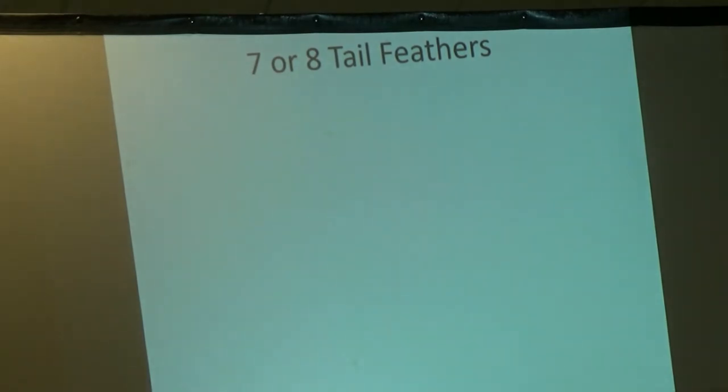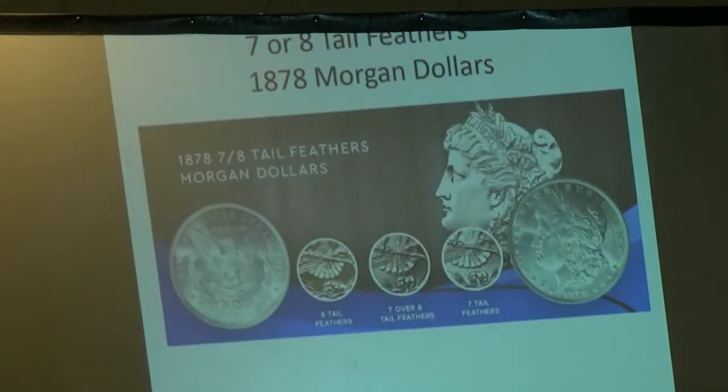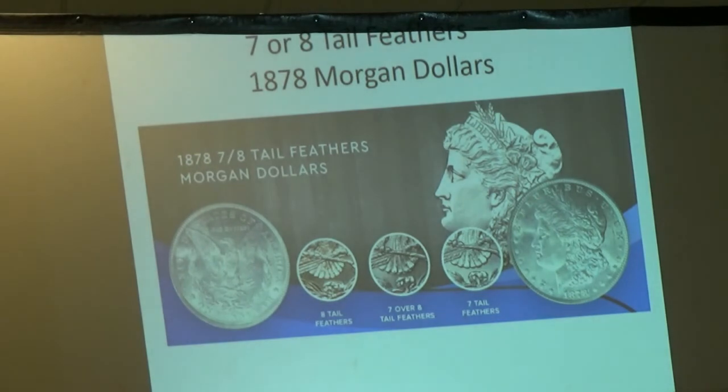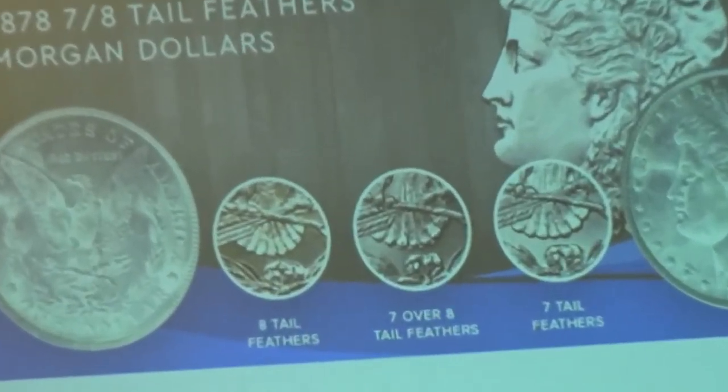7 or 8 tail feathers. Okay. I've always had trouble seeing this till I found this chart, and I really, really liked it a lot because it was more descriptive.